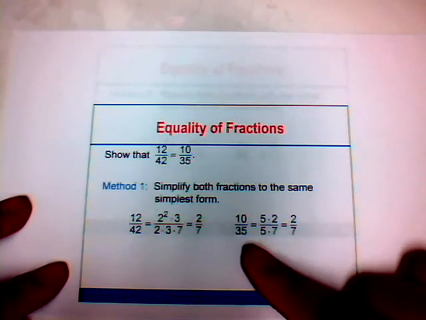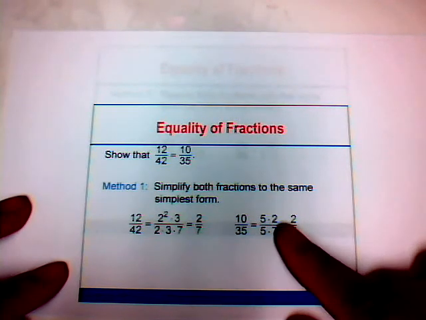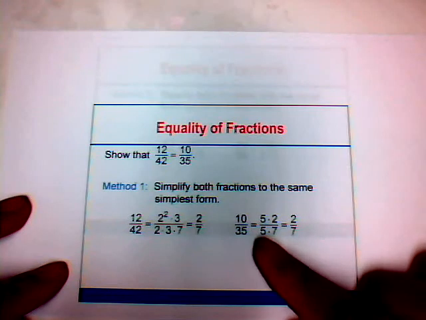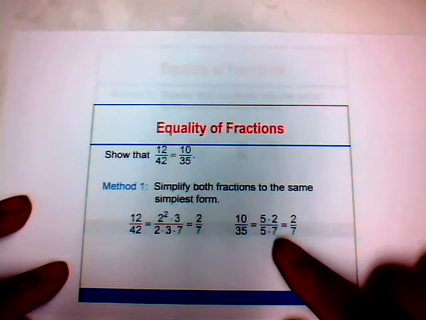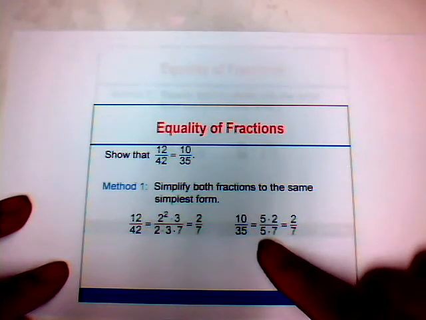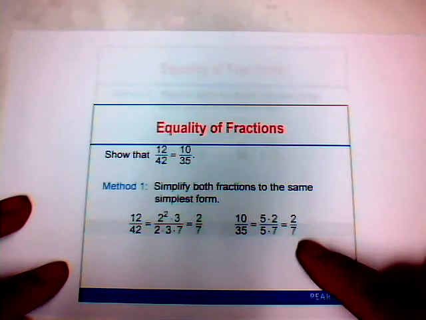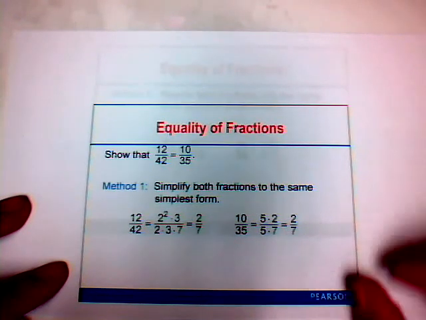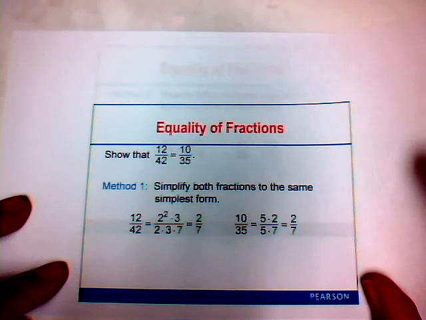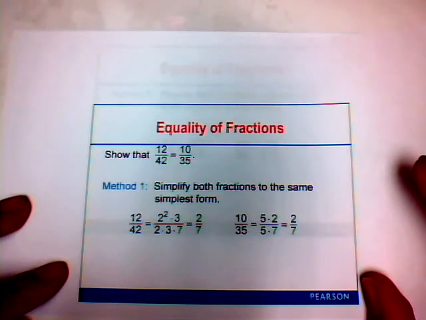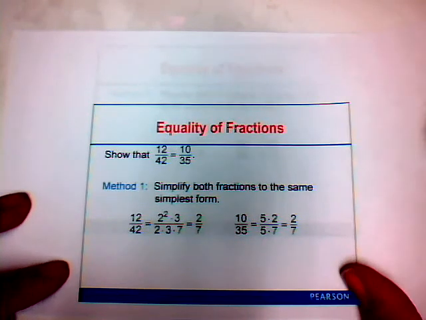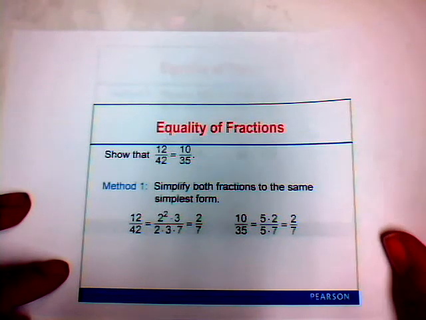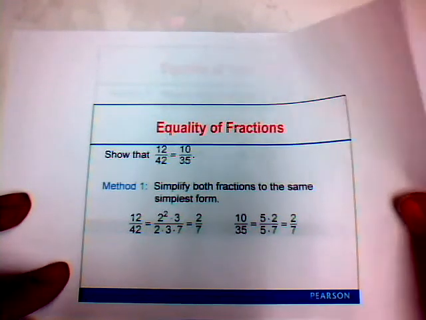For 10 over 35, 10 is 5 times 2, and 35 is a product of primes, 5 times 7. We can divide out the 5, so you're left with 2 over 7. So 10 over 35 is equal to 2 sevenths in simplest form. That's one way you can show that one fraction is equivalent to another.